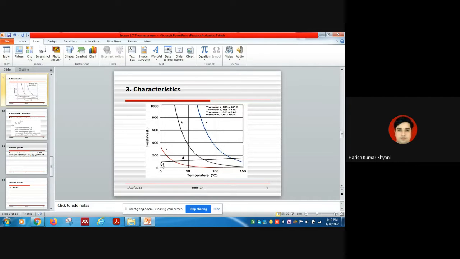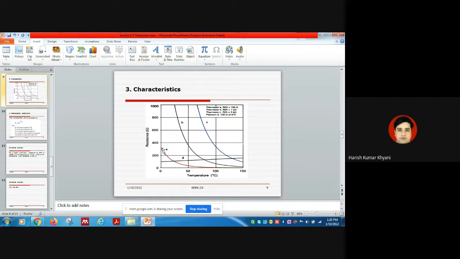Here you can see that characteristic A, for a particular thermistor, has a resistance of around 300 ohm at 0 degree centigrade, and when you increase the temperature, the characteristic is non-linear, and around 50 degrees centigrade it has a very small value, around 30 ohm. So you can see that from 0 to 50 a huge change is observed in the value of resistance, whereas in the case of RTD there is a very small change. So this is the main property.